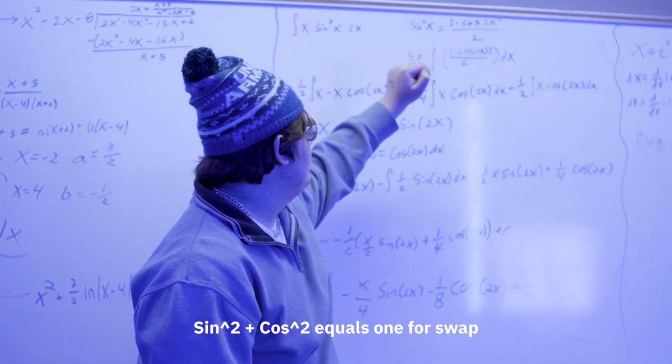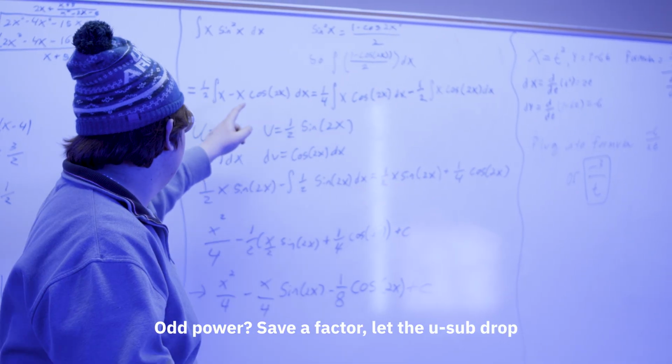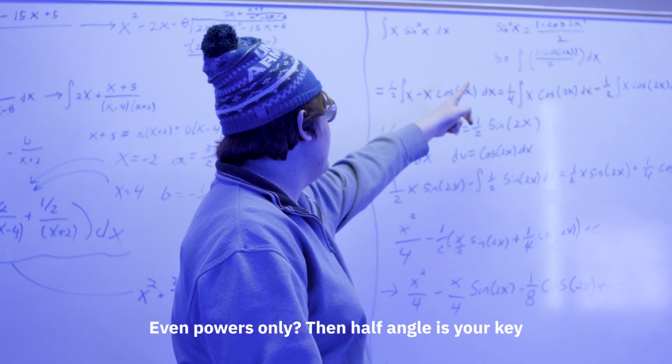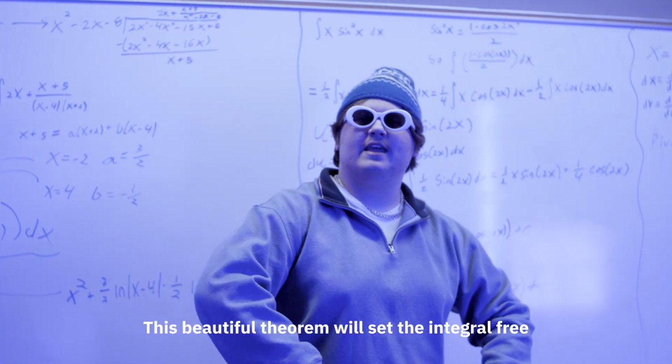Sine squared plus cosine squared equals 1 for the swap. Odd power, save a factor, let the u sub drop. Even powers only, then half angle is your key. This beautiful theorem will set the integral free.